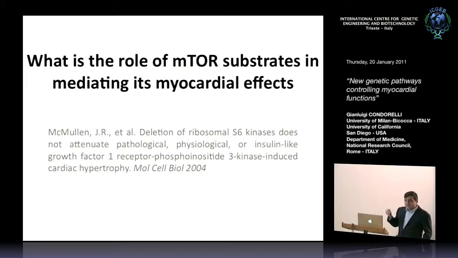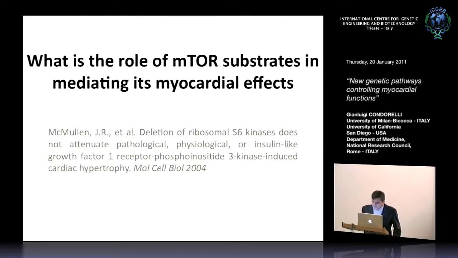That means, what is the role of S6K1 and 4EBP1, the two main substrates of TORC1? We had a previous paper by Thomas and Sekizumi's group that showed that if you knock out the S6 kinase, there is no effect on the capacity of the myocytes to undergo hypertrophy.